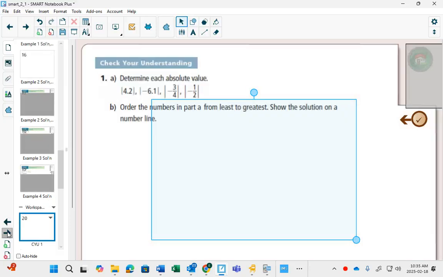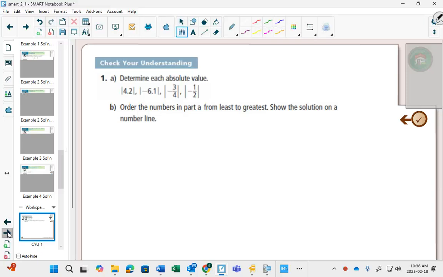So with this, we can go to example 1. Determine each absolute value. Well, this is where the shortcut comes in really handy. I'm just going to put the answers right underneath. The absolute value of 4.2 will be 4.2. The absolute value of negative 6.1 will be positive 6.1, because it's asking how far away it is from 0. But the shortcut just says the absolute value makes whatever's inside positive. So the absolute value of negative 3/4 will be positive 3/4. The absolute value of negative 1/2 will be positive 1/2.